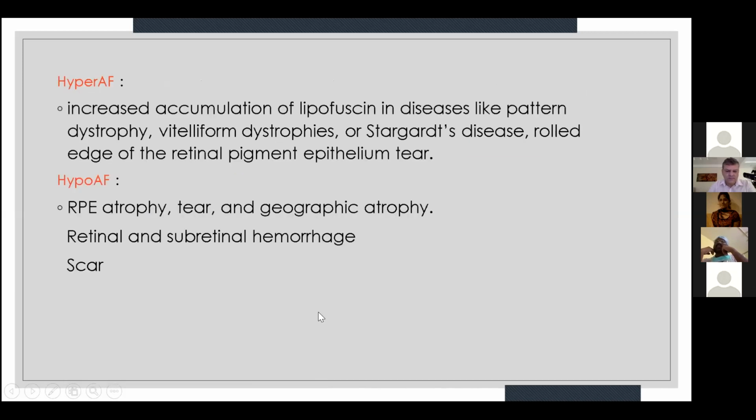Coming to hyperautofluorescence. Hyperautofluorescence is because of increased accumulation of lipofuscin, as we see in pattern dystrophy or Stargardt's disease or the rolled edge of an RPE tear. Hypoautofluorescence can be seen in RPE atrophy, tear, peripheral atrophy. This is very important: peripheral atrophy having a hypoautofluorescence, retinal and subretinal hemorrhage, and a scar.